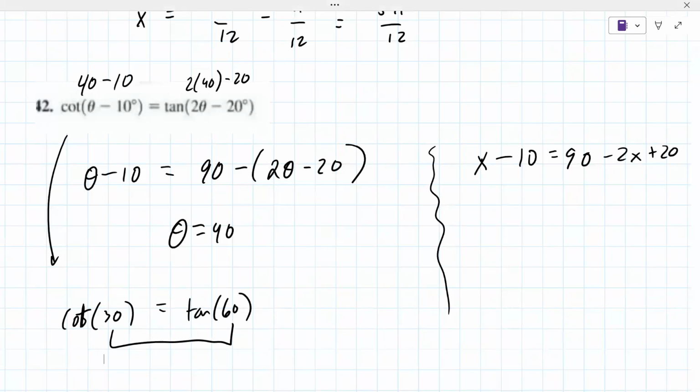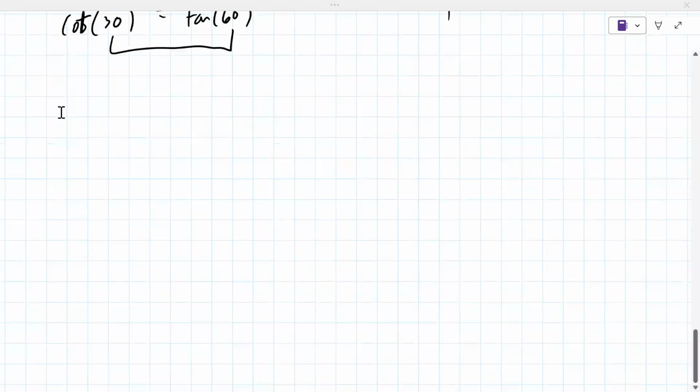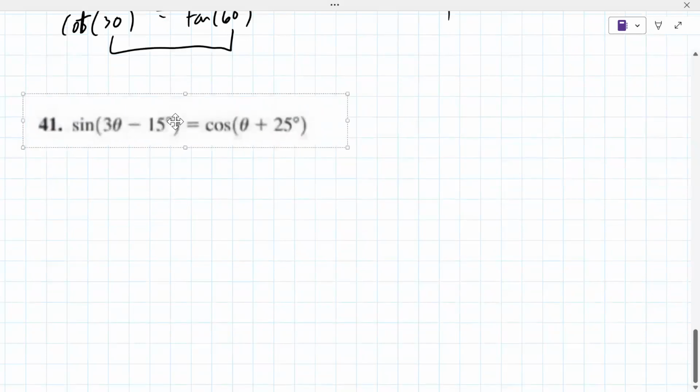Okay. Any questions on that, thoughts on that before we move on to the next grouping? Or do you want to try 41? I think you should try 41 on your own here. It'll probably go a lot faster. Why don't you do that? Then we'll move on to the next.